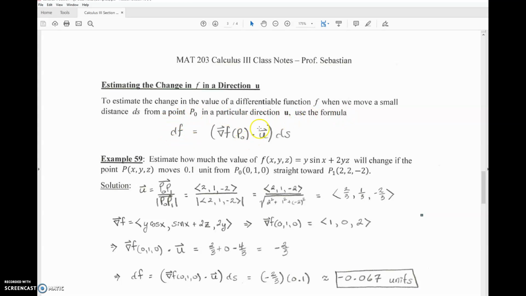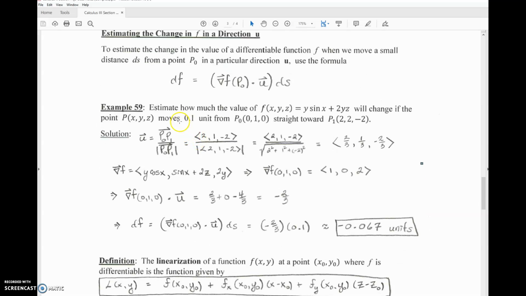So what we have is the directional derivative in the direction of u. We're going to follow that slope, and then approximate the change in f, which would be delta f, with df, which is to follow the tangent line a certain distance ds, to approximate the change in f, delta f, by this differential df.